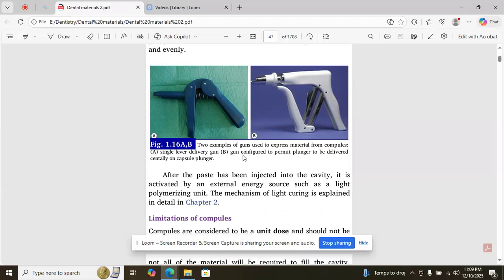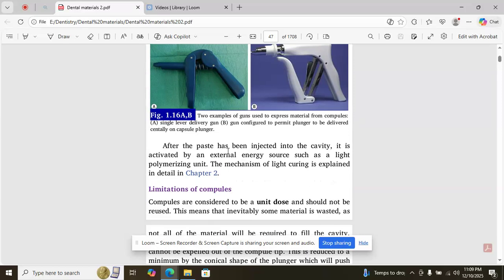compule plunger. After the paste has been injected into the cavity, it is activated by an external energy source such as a light polymerizing unit. The mechanism of light curing is explained in detail in Chapter 2.